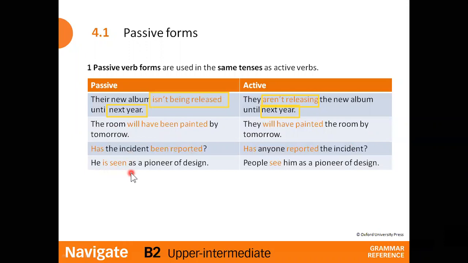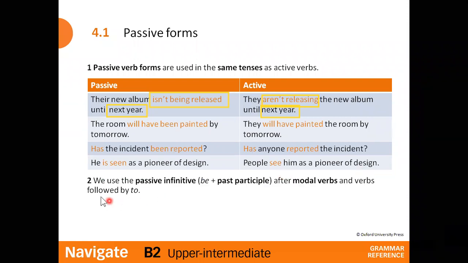All right. He is seen as a pioneer of design. So people see him as a pioneer of design. So "him" in active voice is the object. In passive voice, "he" is the subject. Here you can see it's present simple. Present simple is usually for things that are true or always true. This is a fact.